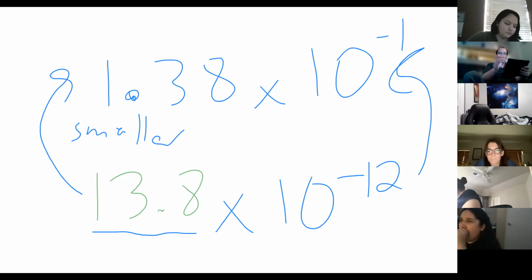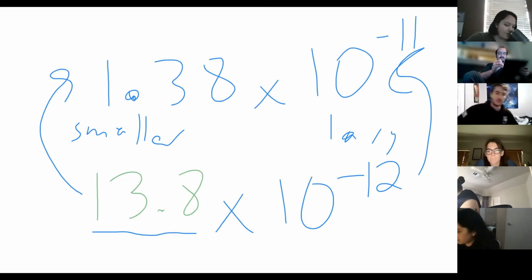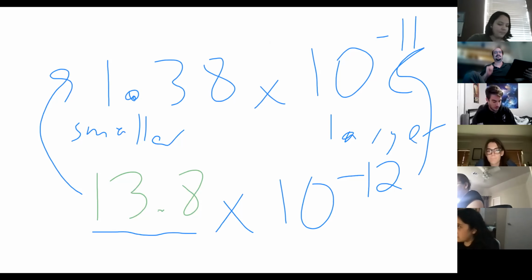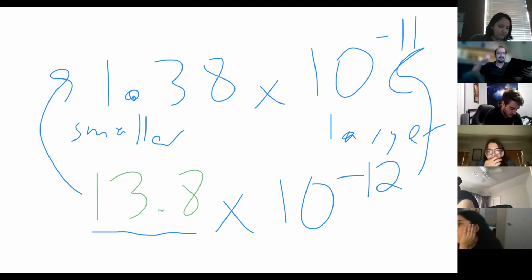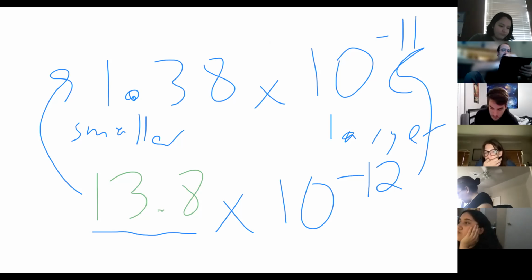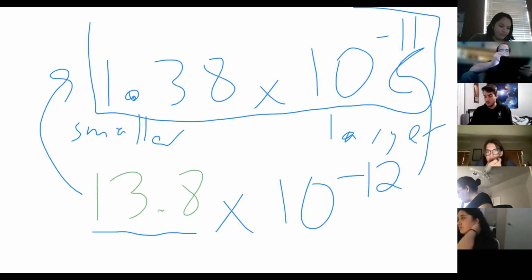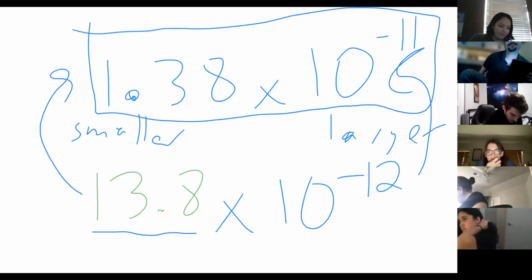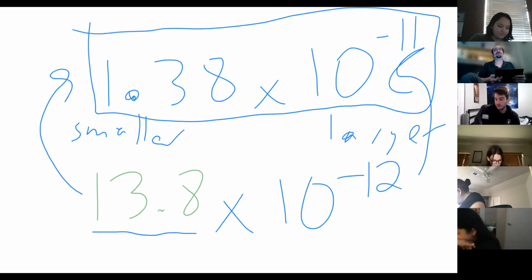Yeah, so minus 11 is larger than minus 12, so this has to get larger. And it stays the same number. If one of them gets smaller by a power of 10, the other one gets larger by a power of 10, and that is going to be the same number. So you might have to shift that decimal a few places. If you multiply things that are fractions, you might have to shift it the other way, if it's smaller numbers.